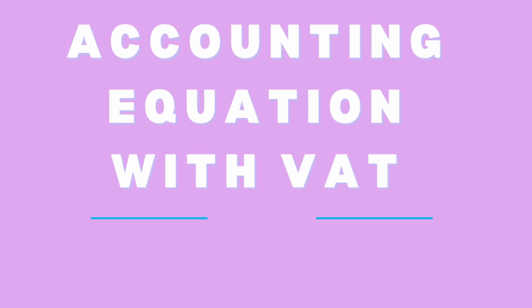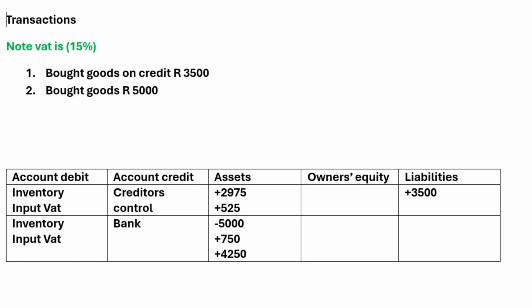So for this video, I will be going through the accounting equation. The only difference is that these two transactions that I have here include VAT. So let's start with the first one, which states that the business bought goods on credit for 3,500.